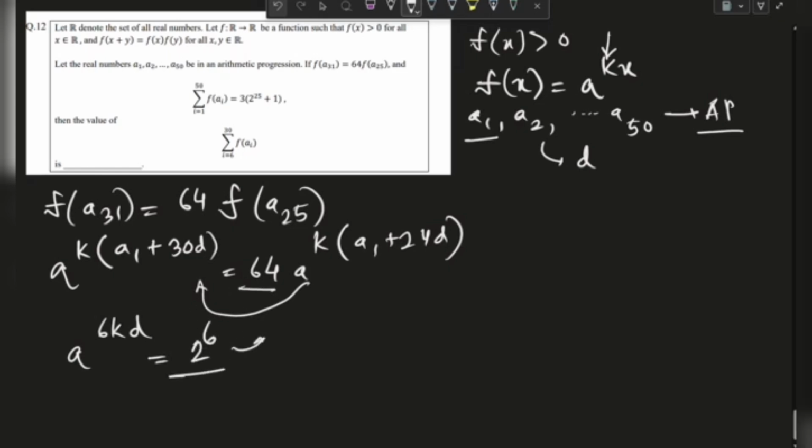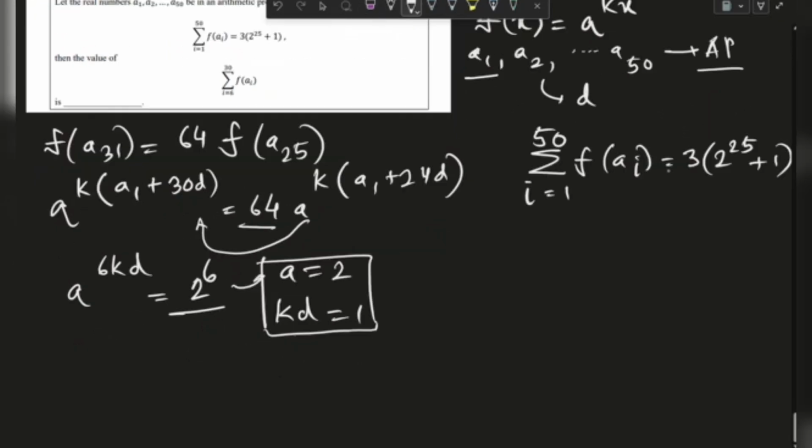So from here we can easily say that a is 2, and on comparing we get kd as 1. So now we will proceed to what is said further in this question. This is the condition which is given in this question for us to find k and d maybe. As you guys can notice, this is actually a sum of these a power kx's, which will maybe form a GP, as you guys might guess.